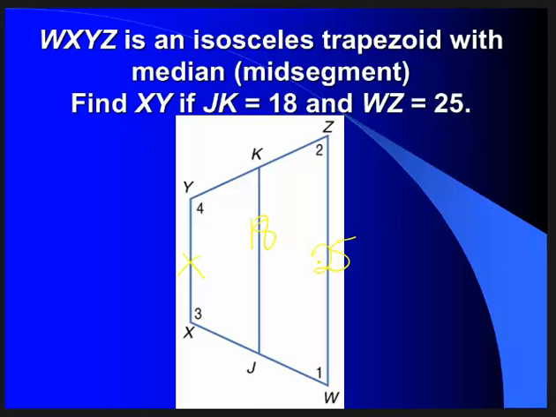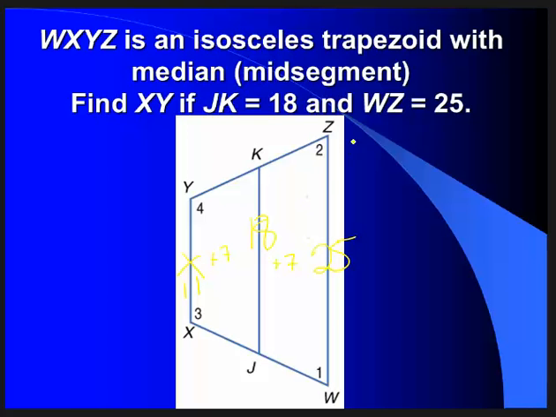So we could go through a formula or we can think it through. If 18 is halfway between these two, how much did we add to 18 to get to 25? We added 7. So we got to add 7 to something over here to make 18. What is that something? 11.